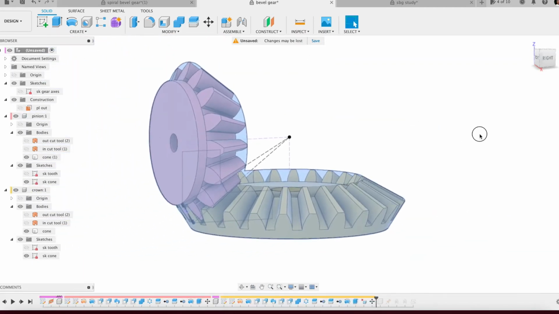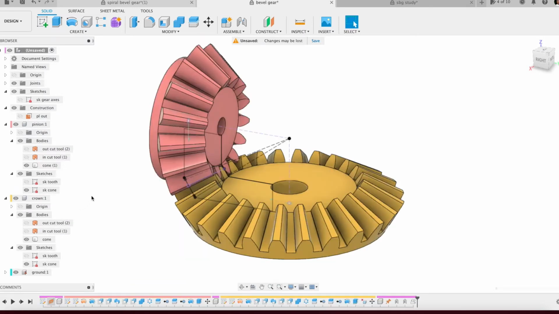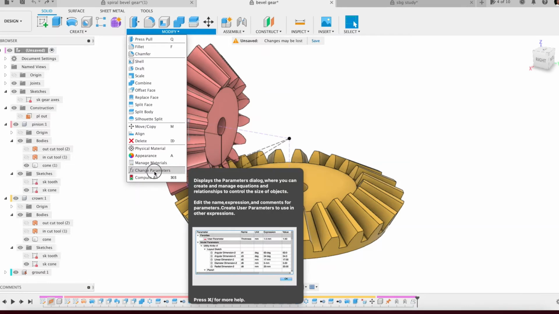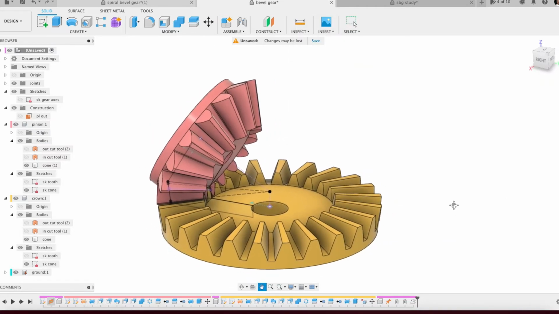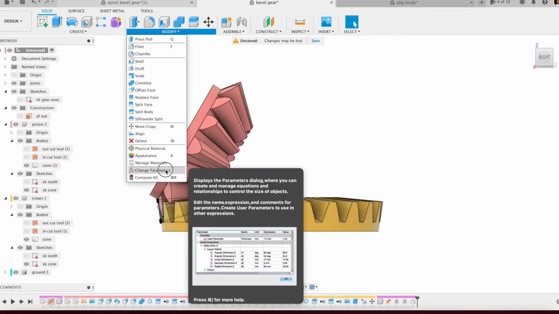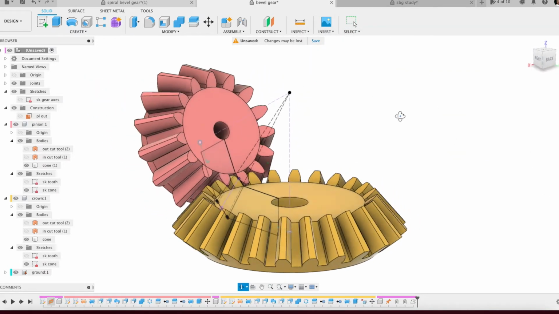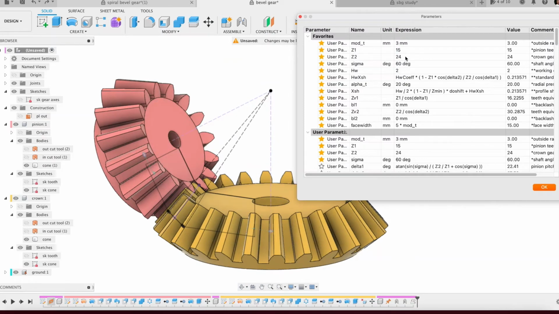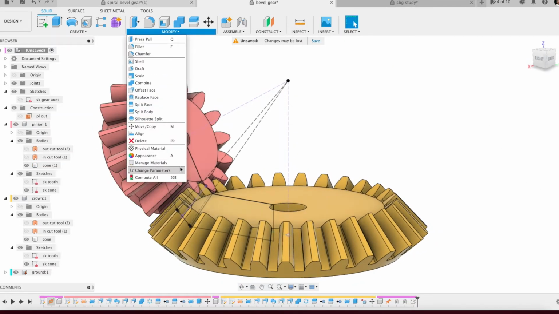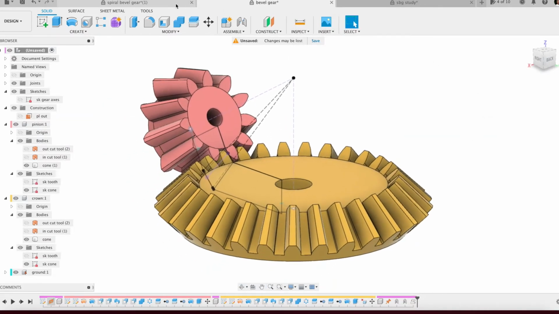We have just reviewed the set of Fusion 360 features that allowed us to model the straight bevel gear. Let's play with some parameter values. 120 degrees for the sigma angle, the shaft angle. 60 degrees for the sigma angle. From 25 to 29 teeth for the crown gear. From 15 to 11 teeth for the pinion. There is nothing to complain about. How comfortable it is to get different gears on demand.